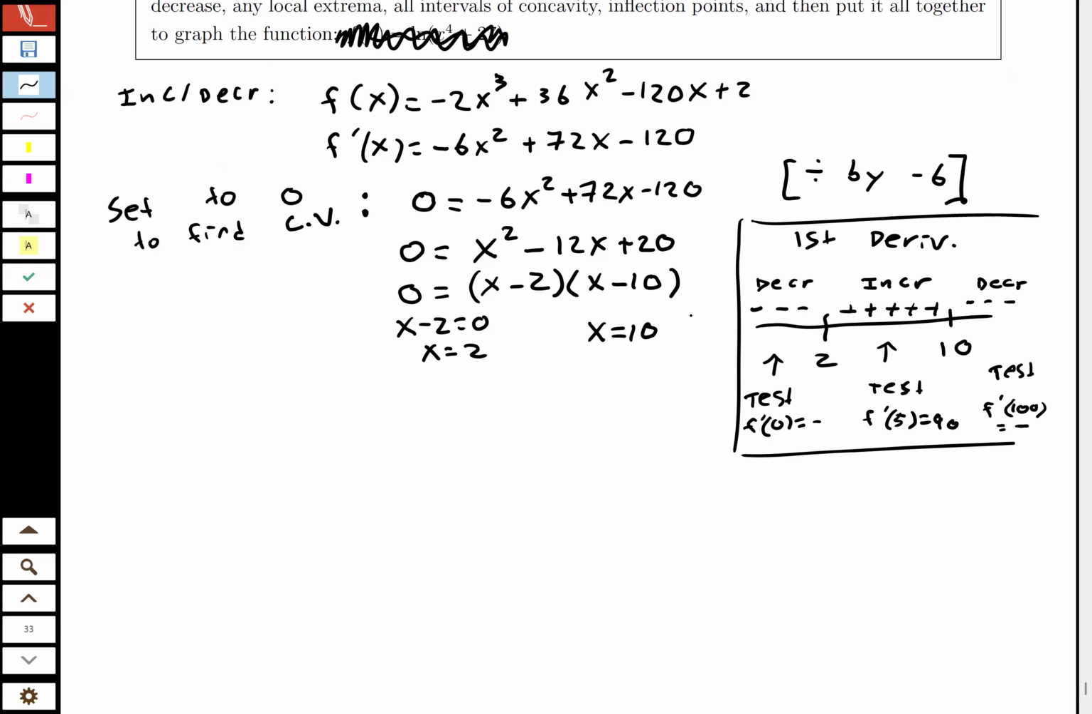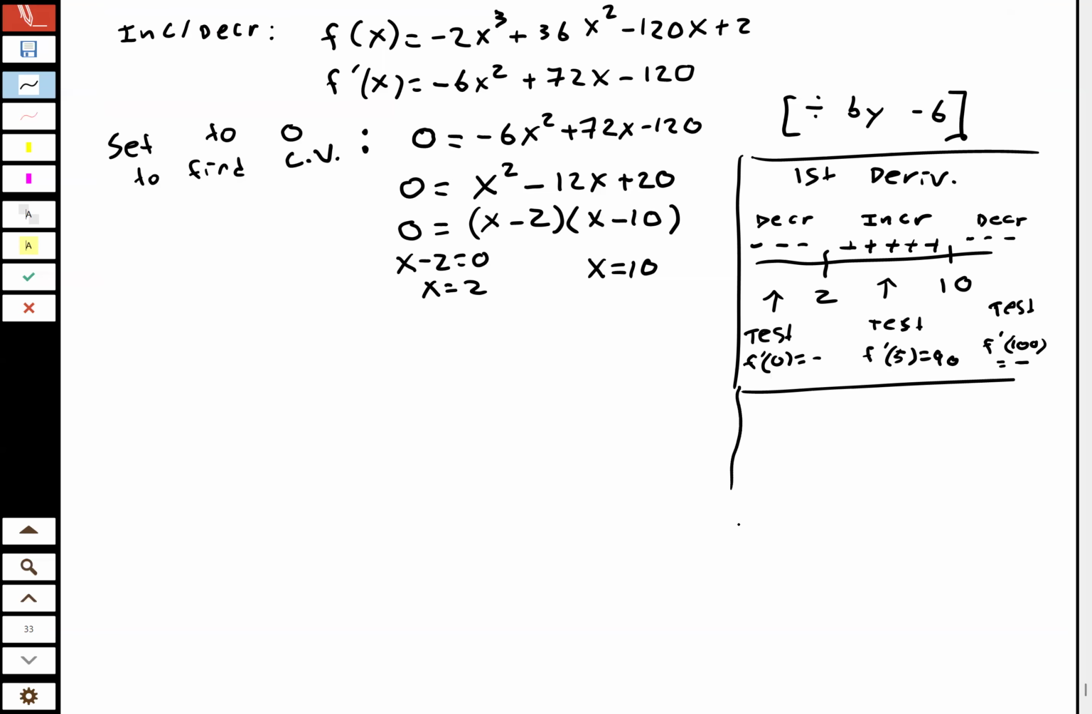Doing a rough sketch of what we have so far here, this tells me going into 2, it's decreasing. After 2, from 2 to 10, it's increasing. And then from 10 on, it's decreasing. So 2 is actually going to be a local minimum. And 10 is going to be a local maximum.